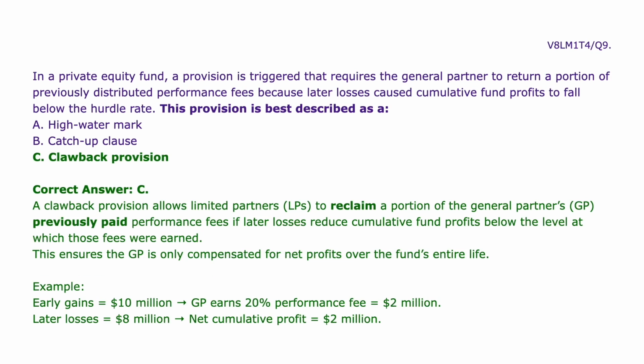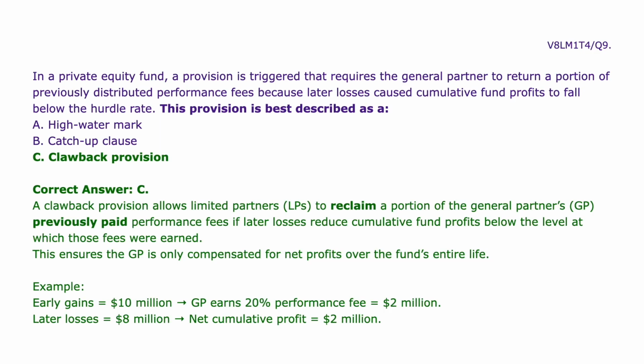Performance fees are earned only after the fund exceeds the hurdle rate. In private equity, if early gains lead to carried interest payments, but later losses cause cumulative returns to fall below the hurdle, the general partner must return excess fees already received. This is called a clawback provision. It protects limited partners and ensures the general partner only keeps fees if the fund ultimately delivers the required return over its life.